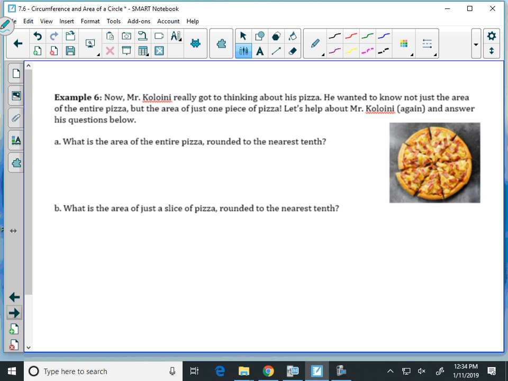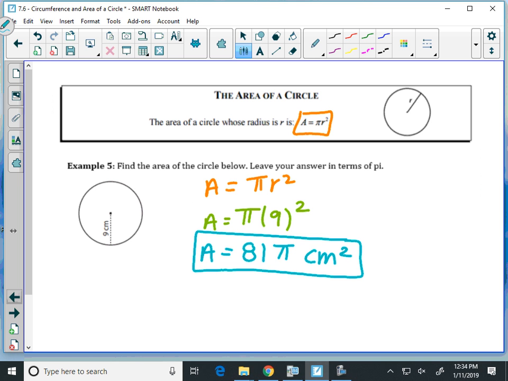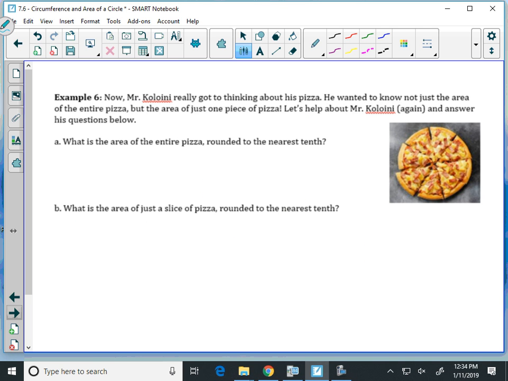In the last one, would it be wrong to do pi 81? Technically, pi goes after. But if you wrote it as pi 81, I'll probably accept it. Just draw a little arrow to remind you. Okay. Good question. So we're going to help him, again, answer these questions below.